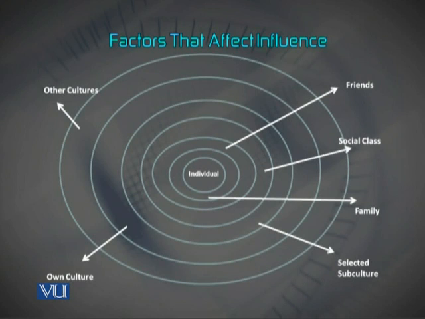And we see that the first circle, which is very close, is particularly the family. The second circle is the friend. The third is the social class in which the person finds himself. The fourth is these selected subcultures that we have. We might select a subculture which could be maybe a club that we have joined. We could have a particular university that we have gone to. These are selected subcultures that we have. Political parties and so on and so forth. Then we have our own culture to which we belong.